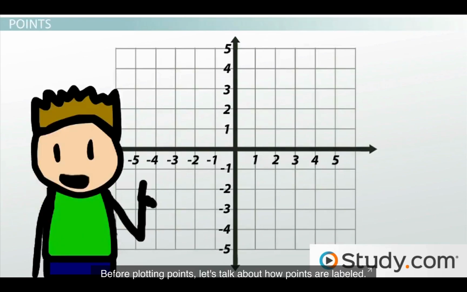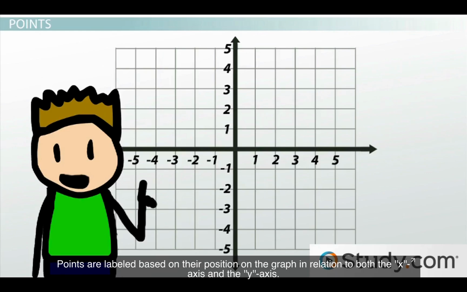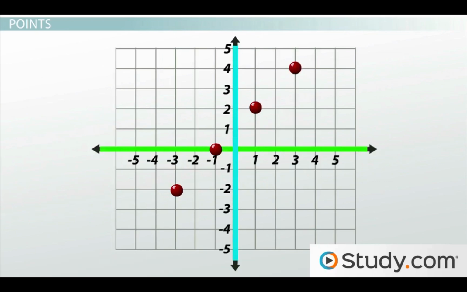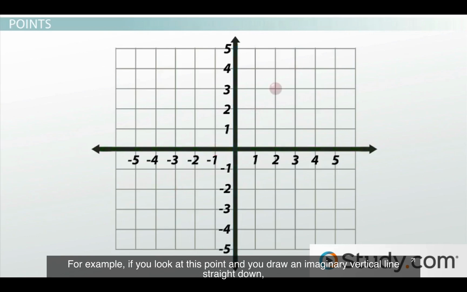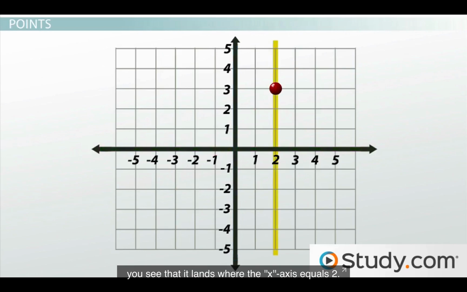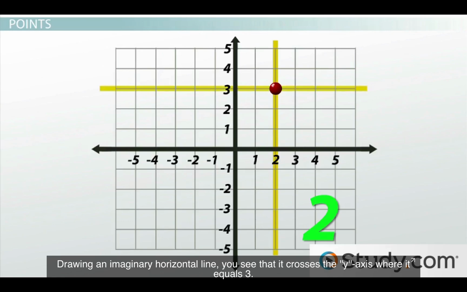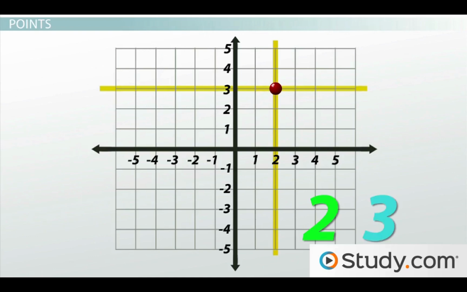Before plotting points, let's talk about how points are labeled. Points are labeled based on their position on the graph in relation to both the x-axis and the y-axis. For example, if you look at this point and you draw an imaginary vertical line straight down, you see that it lands where the x-axis equals 2. This x-axis number will be the first part of your label. Drawing an imaginary horizontal line, you see that it crosses the y-axis where it equals 3. This is the second part of the label for that point.